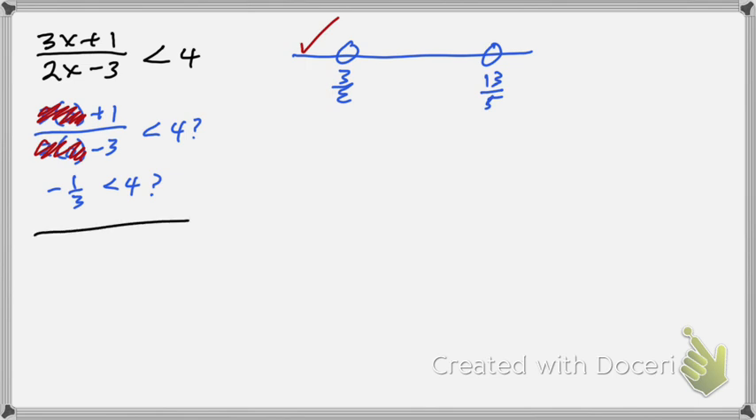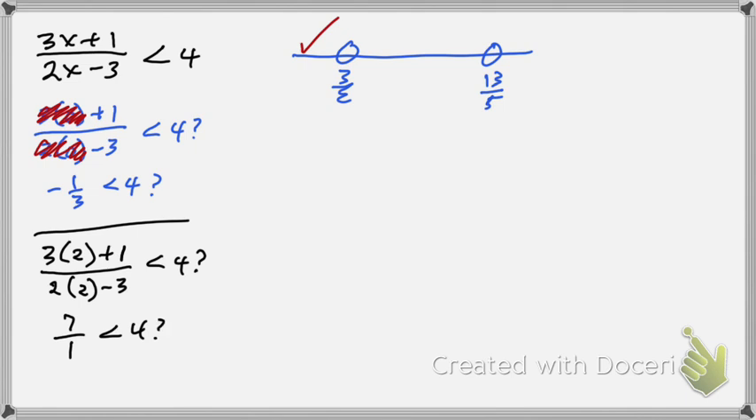I need a number between 3/2 and 13/5. 2 will work. So I've got 3 times 2 plus 1, just plugging it back into my original inequality up there, over 2 times 2 minus 3. Is that less than 4? So I've got 6, 7 on top. I've got 4 take away 3 on the bottom. So 1 is 7 less than 4. Nope. So that interval doesn't work.